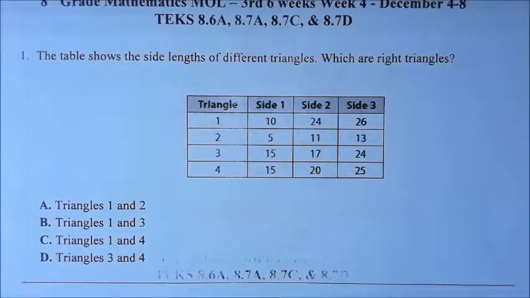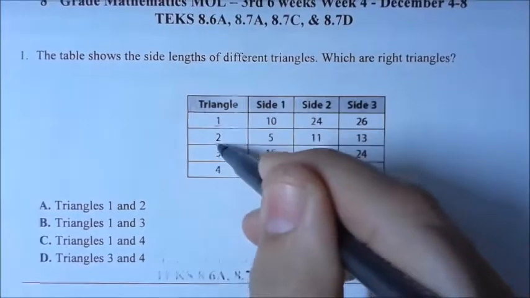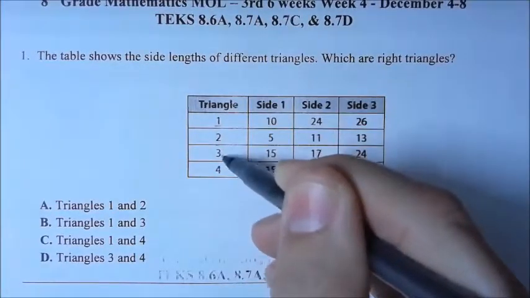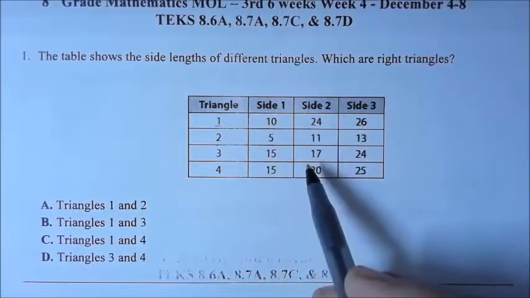Alright, in this video we're going to be looking at the MOL that you took last Friday. What we have here, number one, I had some of the class miss this, not a ton, but there were a few people who missed this question, so I wanted to make sure that I went over it. It says the table shows the side lengths of different triangles. Which are right triangles? If you look right here, these numbers just represent which triangle it is. So we have triangle 1, 2, 3, 4. Then our lengths are these three values going across.